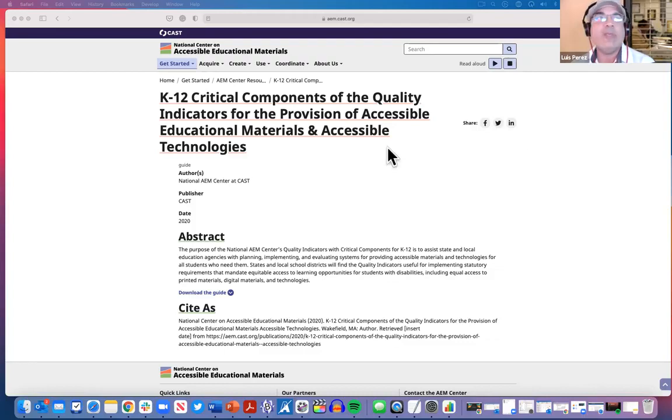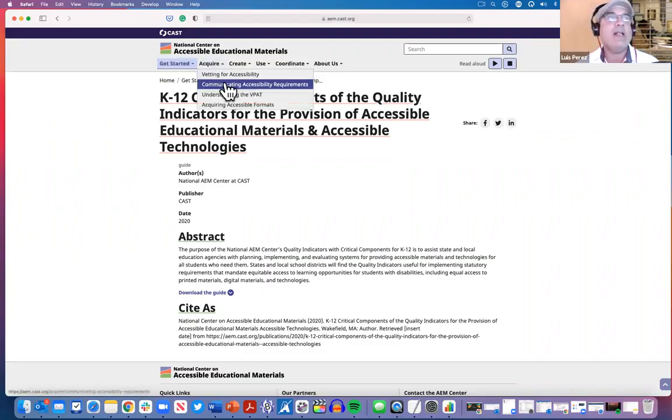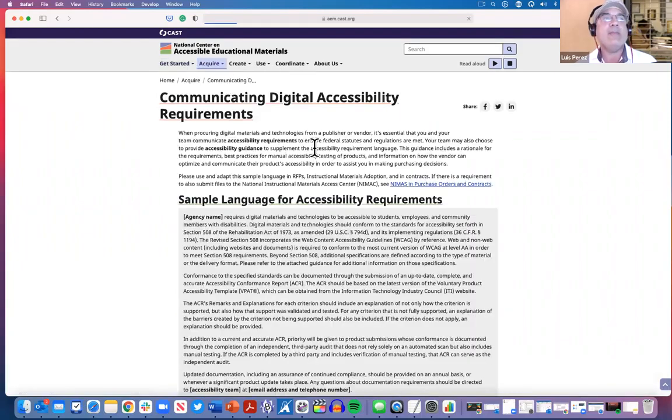So you should be able to see my web browser. Just give me a thumbs up in the chat if you're able to. All right. So let me just go over these resources. And it gives us a chance to give you a quick tour of the website too. So we have this Acquire tab. It's the second tab from the left. And let me start with communicating accessibility requirements. And then we'll see if some of this gets at what a couple of you have brought up.